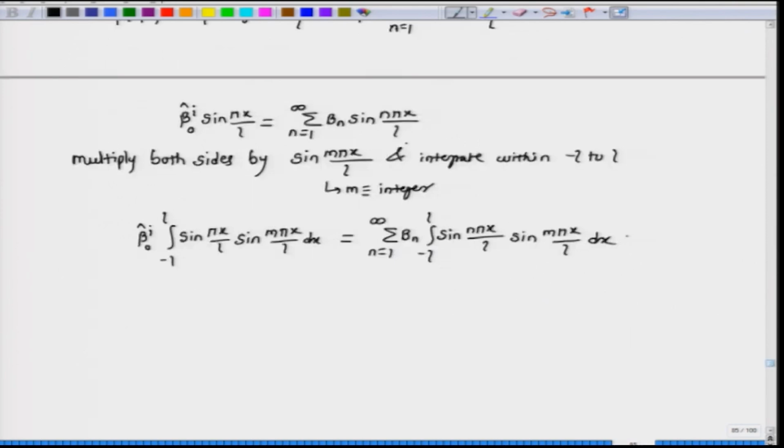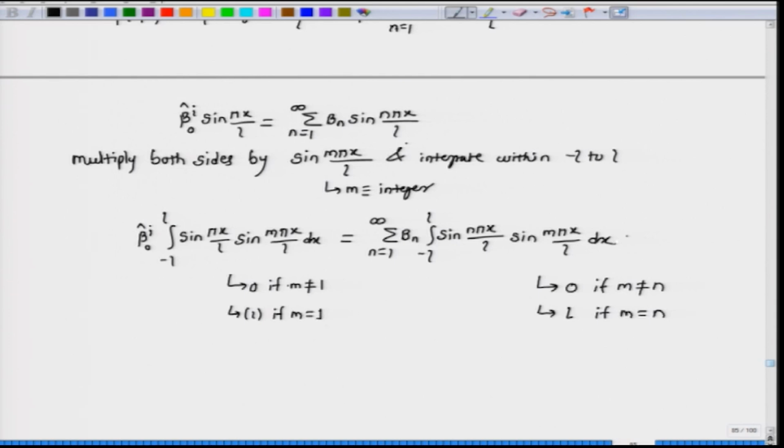Now, it will be clear why we did this, because the integral on the right hand side has a value equal to 0 if m is not equal to n, and it has a value of L if m is equal to n. Similarly, on the left hand side, it is a similar integral with n equal to 1 here. So, this has the value of 0 if m is not equal to 1, and a value of L if m is equal to 1.